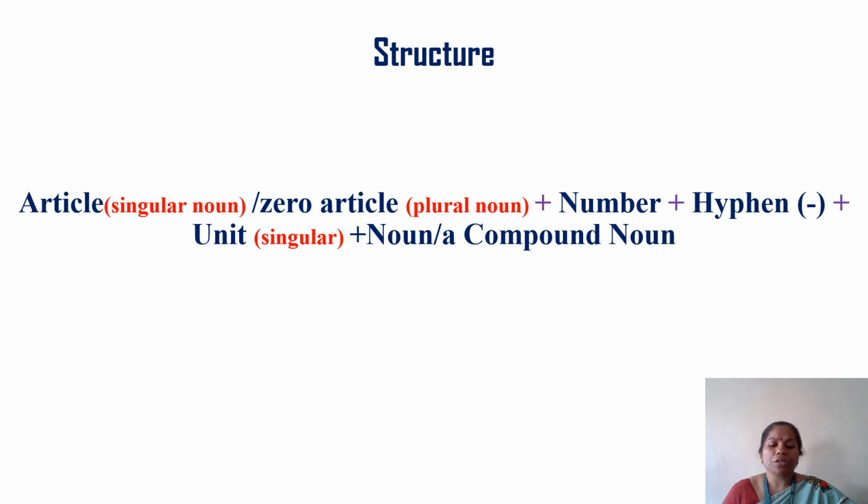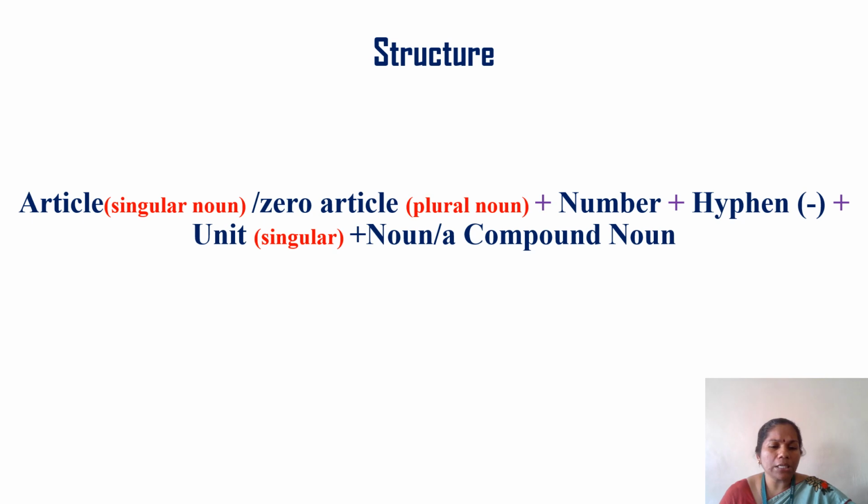Here is a structure in order to have easy understanding. The structure is nothing but word order. Based on this word order, one can ensure your answer. So, the numerical expression will start with either an article or zero article.